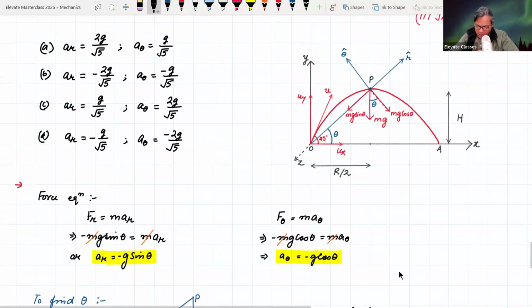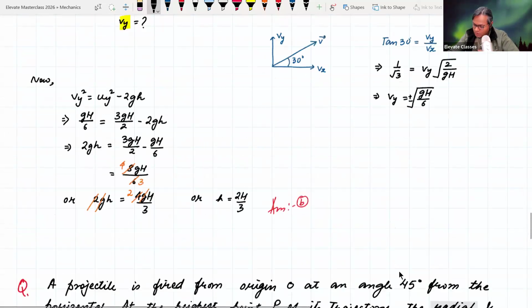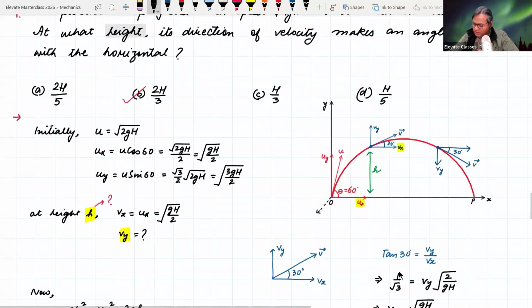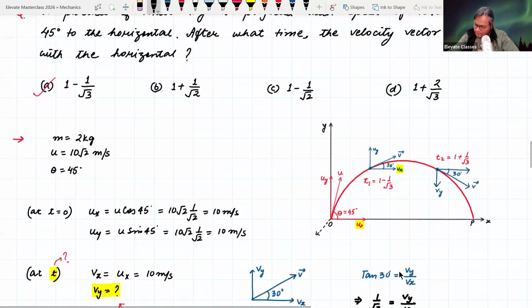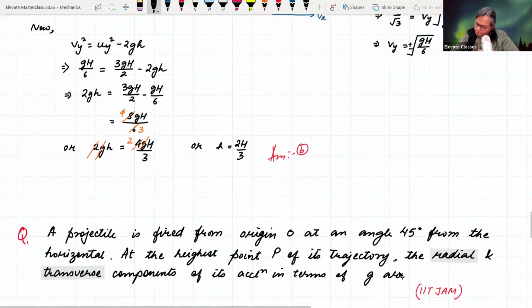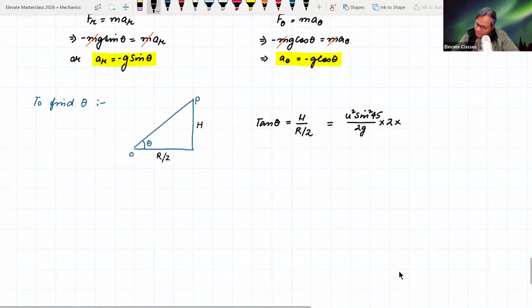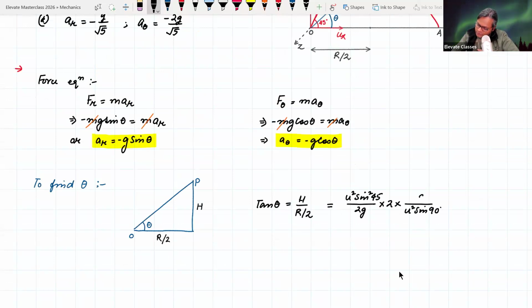What is r? R is equal to u square sin 2 theta upon g. So u square sin 2 theta, मतलब 90 degree upon g. So therefore u square gets cancelled, g gets cancelled, 2 gets cancelled, sin 90 is 1, sin 45 is 1 upon root 2 square. So therefore tan theta is equal to half.